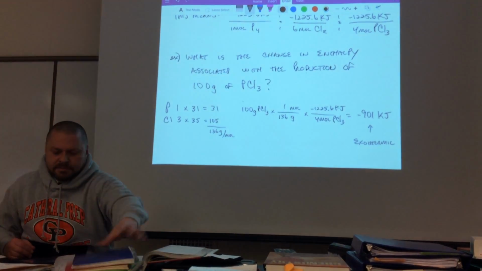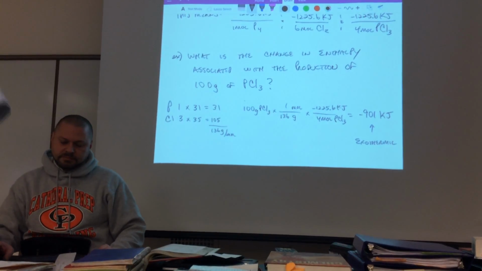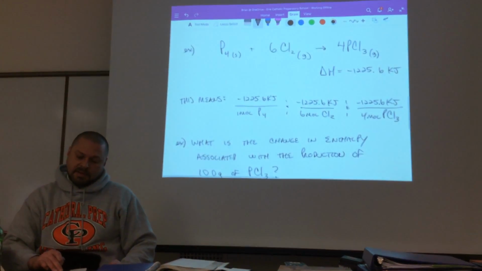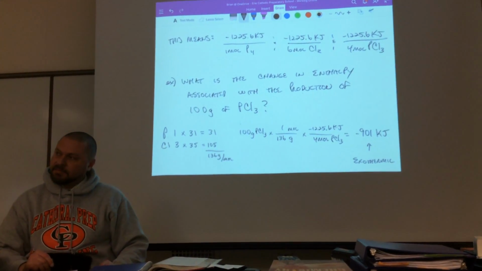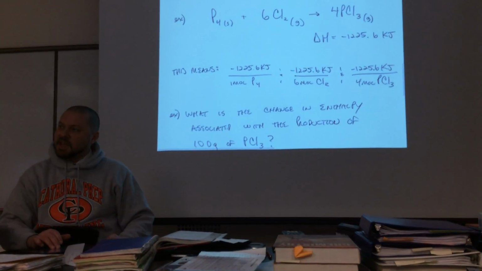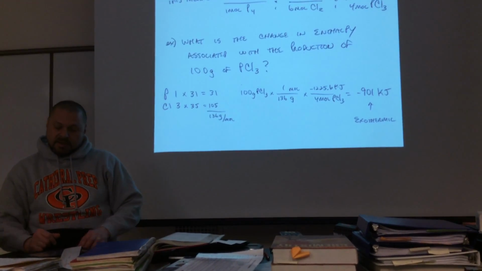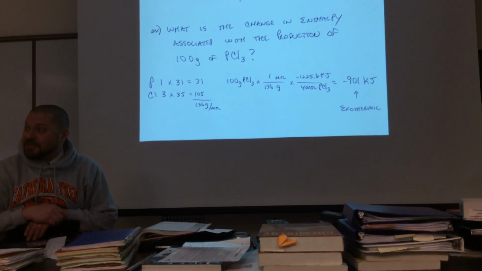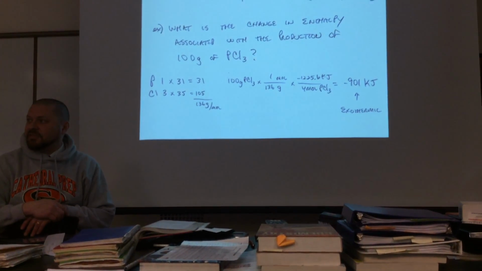How do we know it's negative 1225.6? Just from the example above? Yep. It's the same problem. Yeah, I have to give you that delta H. For now, I have to give it to you. Later on, you'll figure out how you can calculate that.